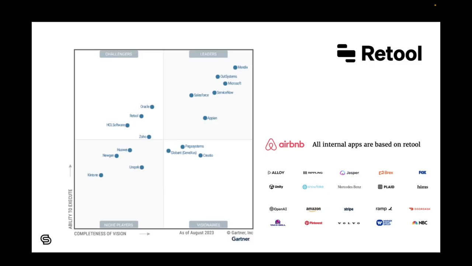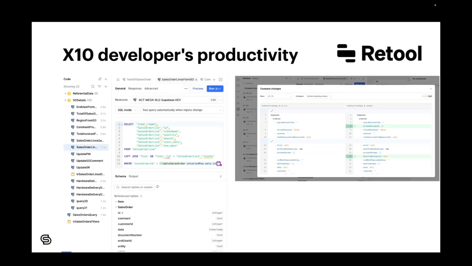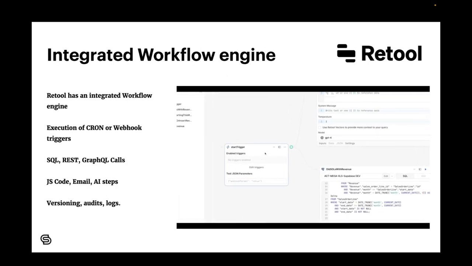Retool, recognized as a front-end platform challenger by Gartner, excels when paired with Xano's back-end capabilities, positioning them as leaders in the low-code space. Even large-scale companies teaming with developers choose Retool for its 100 ready-to-use, adaptable components that cater to the diverse needs of complex business applications. Retool enhances developer productivity tenfold, featuring an integrated workflow management system.